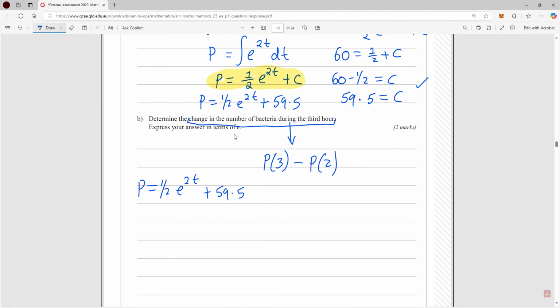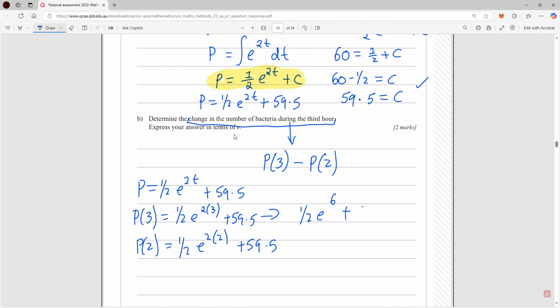So here, chuck in p of 3. So we get a half e^(2×3) + 59.5. Then we have p of 2, so a half e^(2×2) + 59.5, okay? Now all we have to do here is try and simplify this if we can. So we can rewrite this as a half e to the power of 6 + 59.5. And here we can rewrite this as a half e to the power of 4 + 59.5, okay?